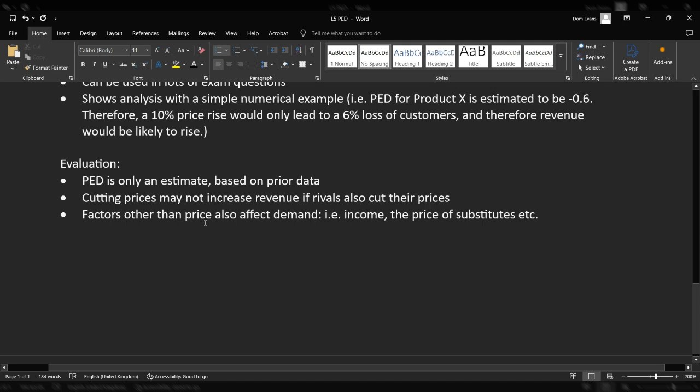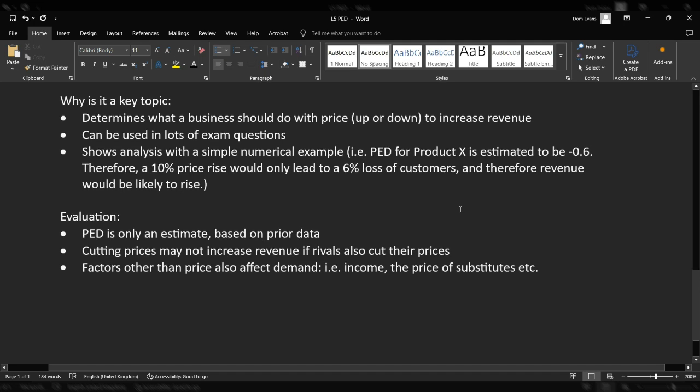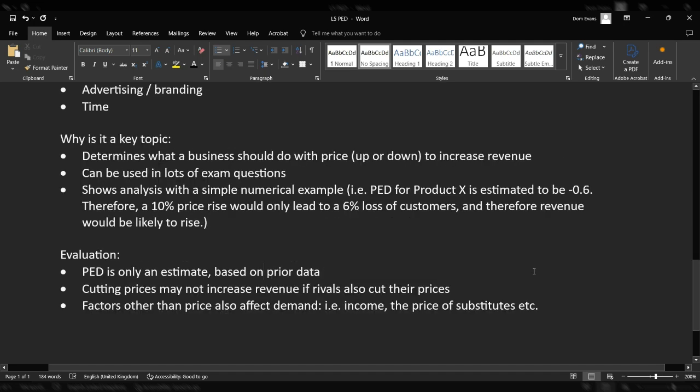And it's worth remembering that price isn't the only factor that affects demand, right? On all A-level exam boards, you need to know factors that affect demand. We've got income, we've got the price of substitute goods. All of these things also affect demand other than price. But really important topic. You can use it in so many different exam questions. Please, please, please make sure you revise price elasticity of demand before your A-level exams.